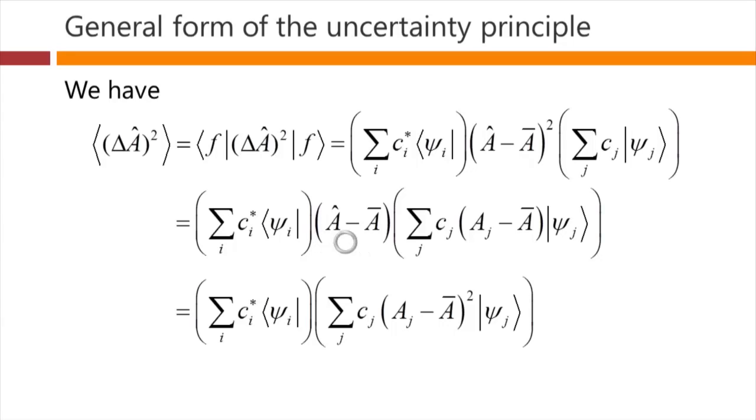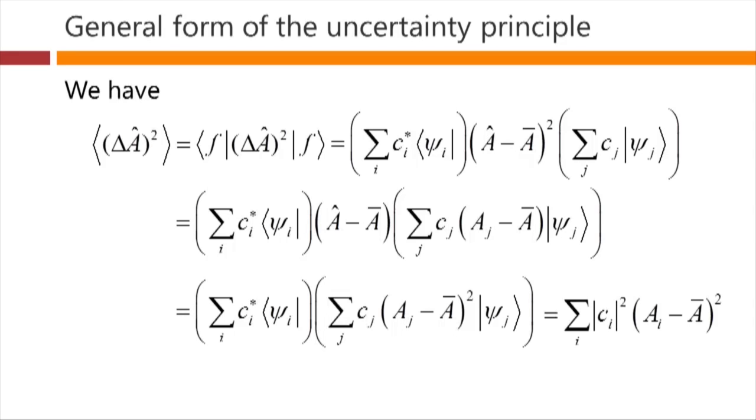We can operate with a minus a bar on this vector here. We can break it down into parts. So a minus a bar operating on psi j just gives us, again, aj minus a bar times psi j. So this aj minus a bar here becomes squared now.